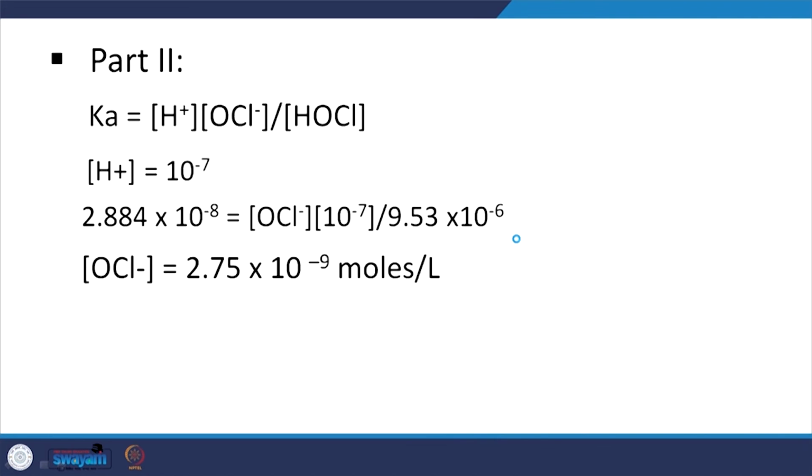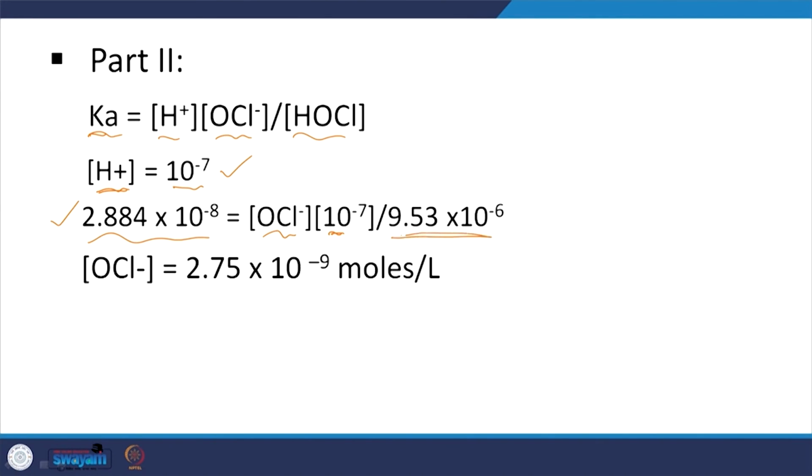But people typically make blunders. Let's see if my TA was able to get it right or wrong. So he says Ka is equal to H plus OCl minus by HOCl, fine. H plus is 10 power minus 7, fine, that is a known value. Ka is already known, so that is also fine. Now he is substituting this H plus and such into this, which is also fine. But again, this is how people make errors.